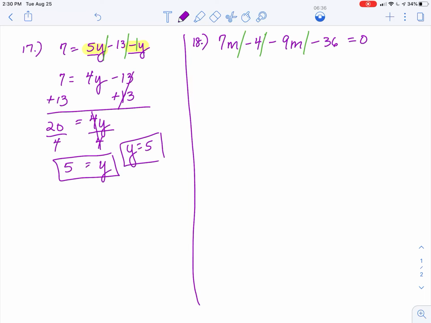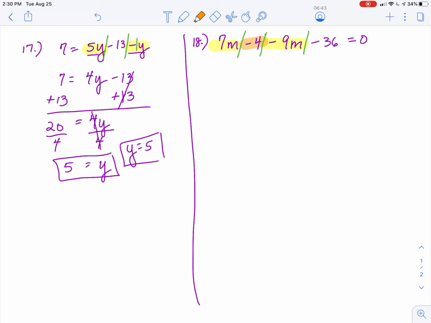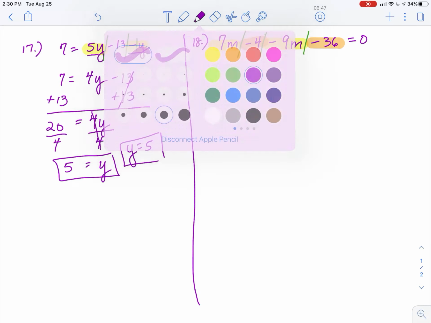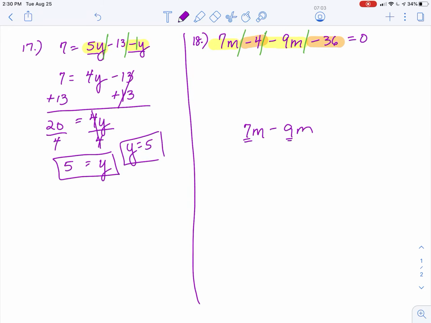So let's figure out what we have that we can combine. I have 2 m terms here. I have 2 constants here that we're going to put together. So let's go ahead and put together our m terms. I have 7m minus 9m. Now I want to write this out down here for just a moment. So I have 7m minus 9m. Now remember, we only look at the coefficients. That's what we're subtracting. M is just their last name. So what is 7 minus 9?